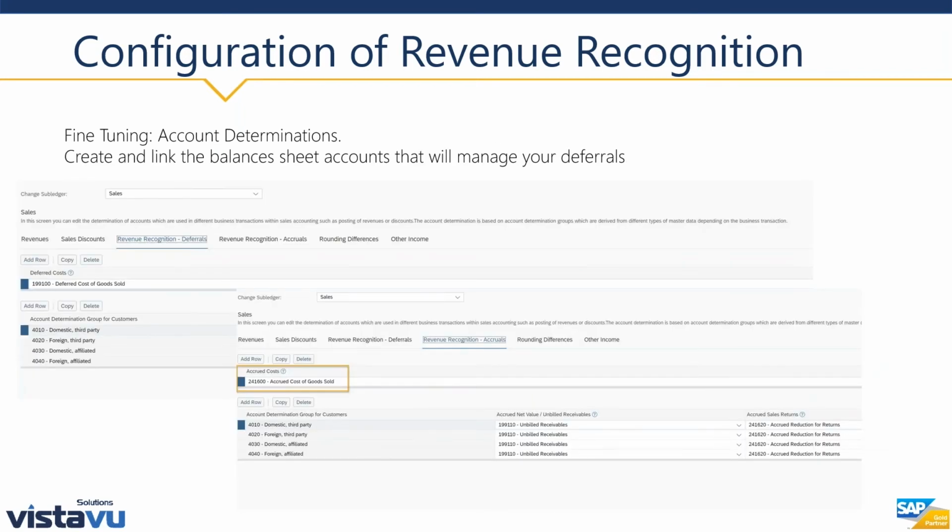And then one last step, so this is just the account determination screen. If you are working in finance and account determinations, you're very familiar with this. Under the sales tab, you would go in and there's a revenue recognition deferrals and accruals tab. This is where you would put in your deferred costs, your accrued costs, your deferred revenue accounts. So you would have to make sure that all of those GL determinations and those accounts also exist in your system prior to any of these elements working for you.